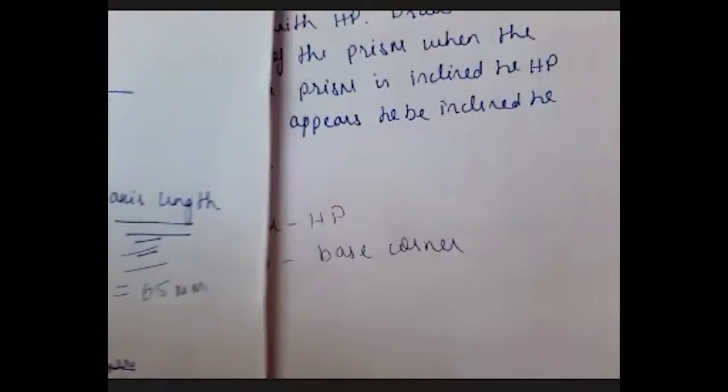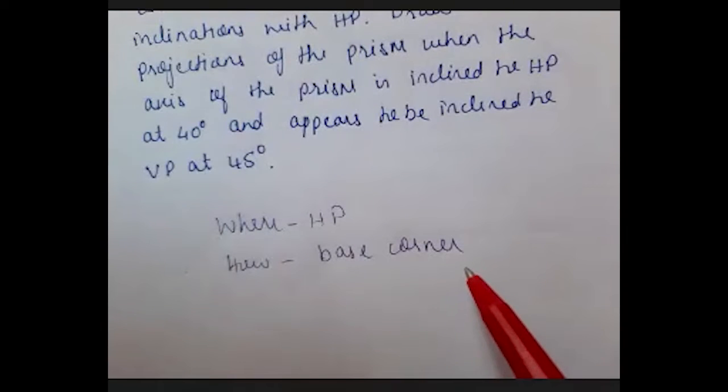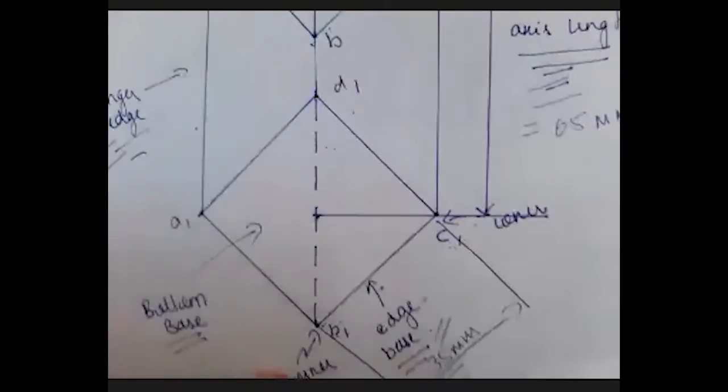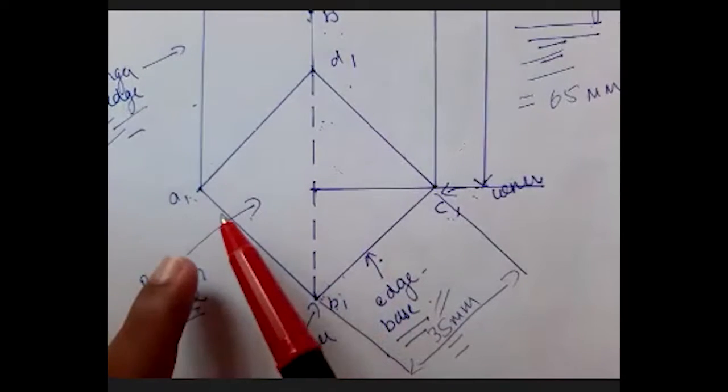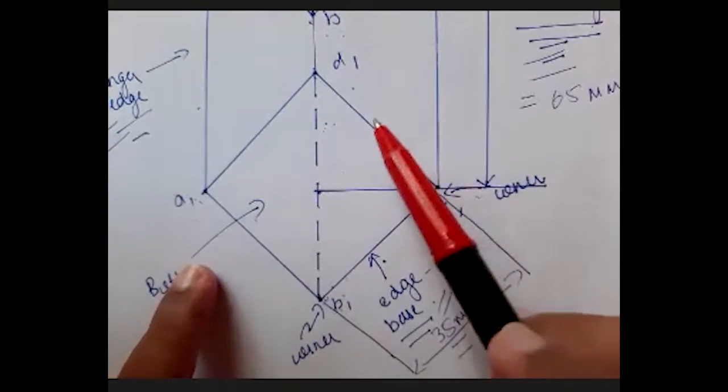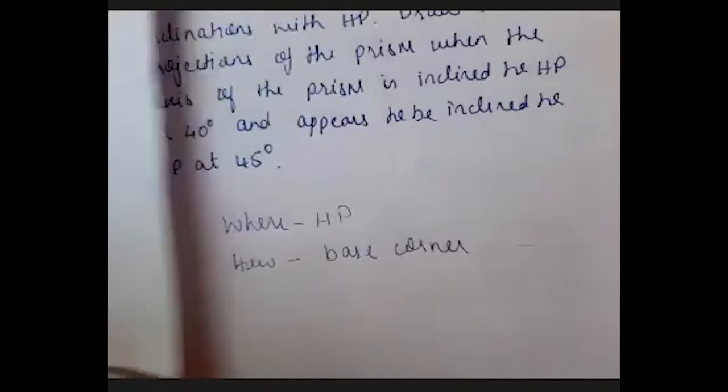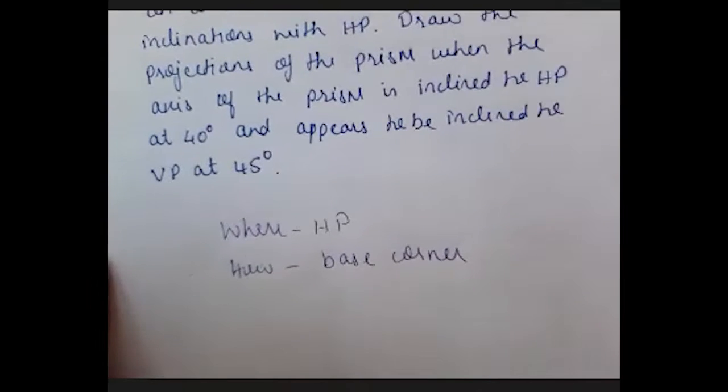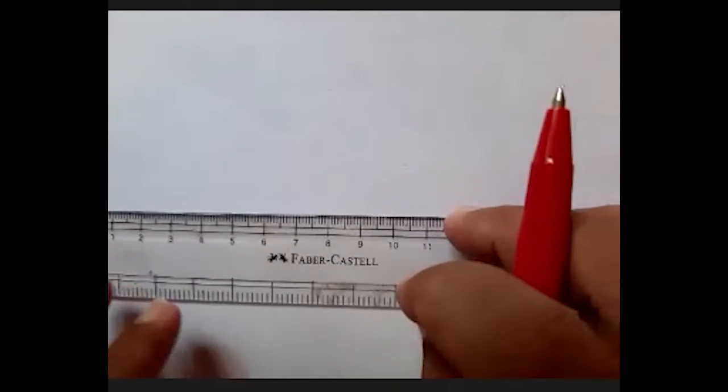So in this case, it is resting on one of its base corners, either A1 or B1, C1 or D1. So I should have a corner on my right hand side. Let's start drawing our problem without wasting much of our time. So I have to draw an XY line. So this is my XY line.